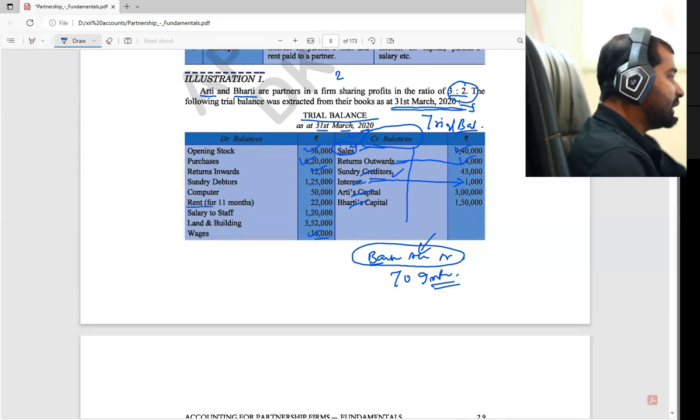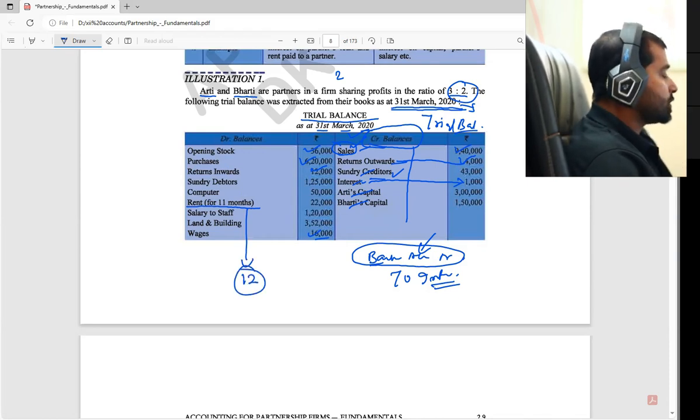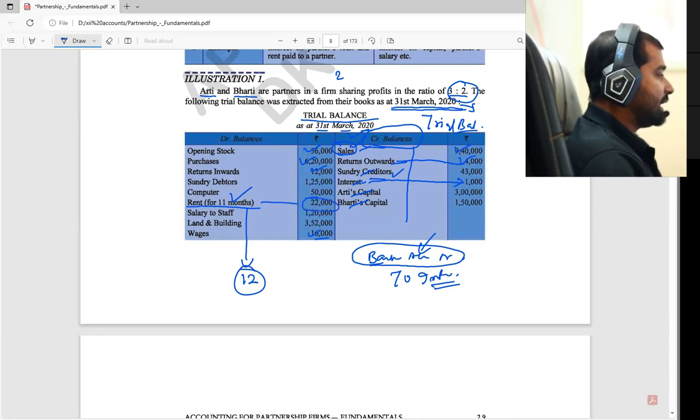Now think about that. If rent is for 11 months, normally we were charging for how many months? 12 months. Yeah. So if we are calculating for 12 months, here given only 11 months. How much is given here? If you could find out here, 22,000.